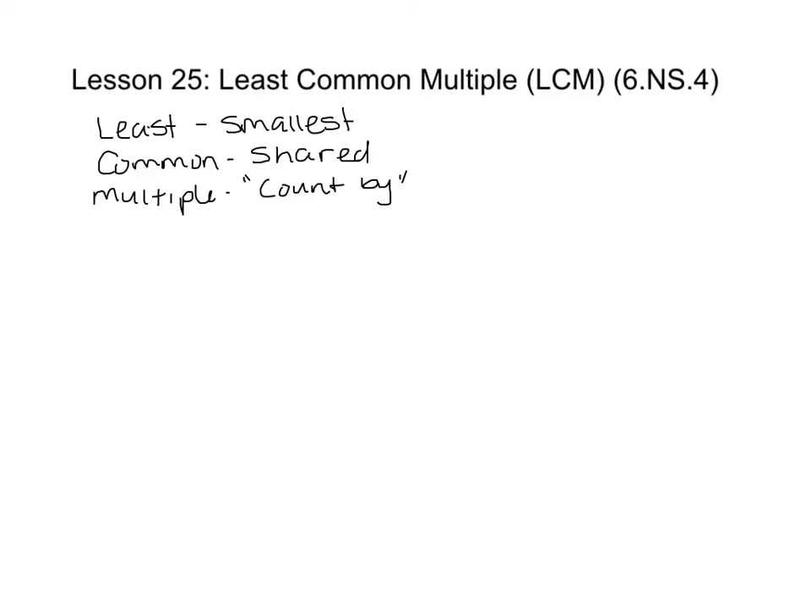So what a least common multiple is, if we break down the language, that should help out a lot. Least means the smallest, common means what they share, and a multiple means if I count by that number, each of the numbers that I hit is a multiple. For example, the multiples of 3 are 3, 6, 9, 12, 15. And if I keep counting by 3, those are 3's multiples.